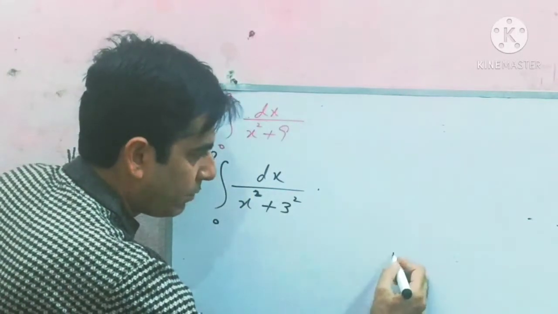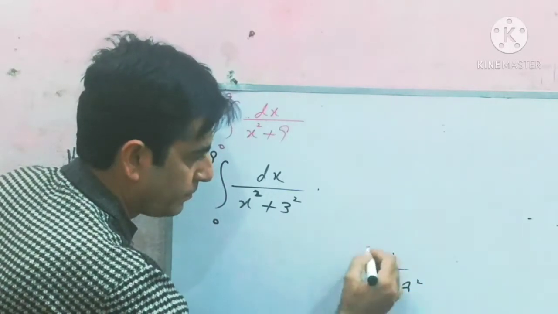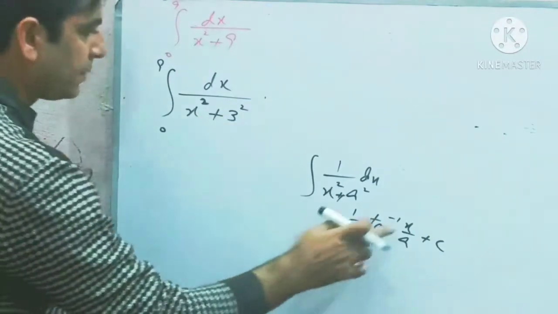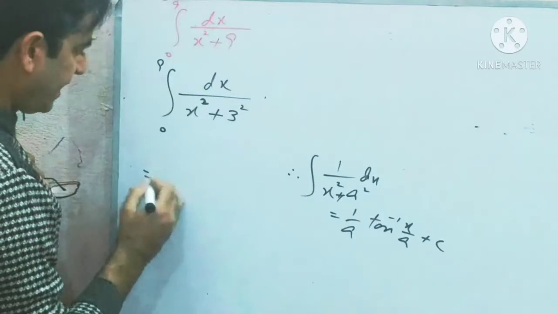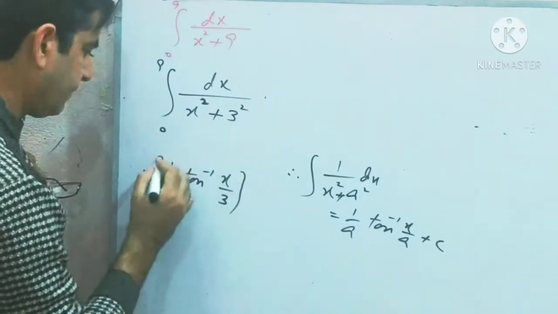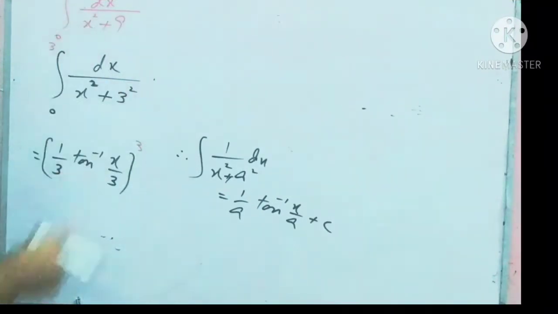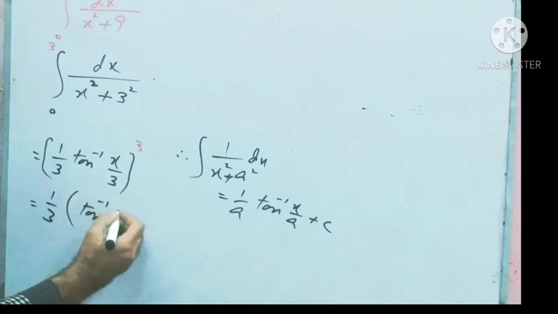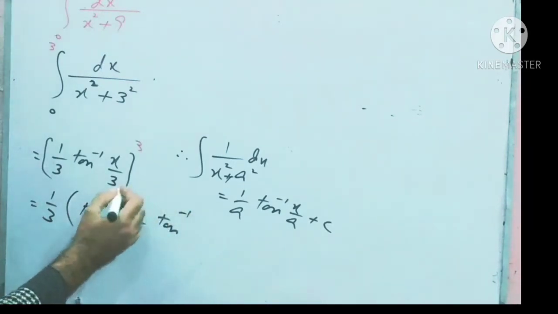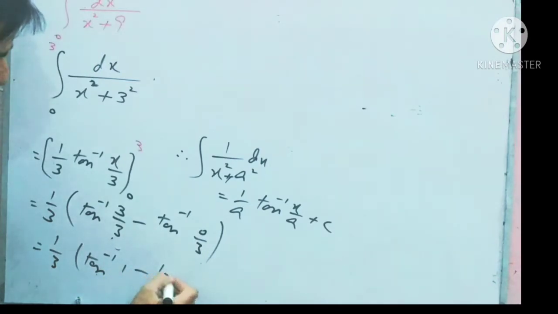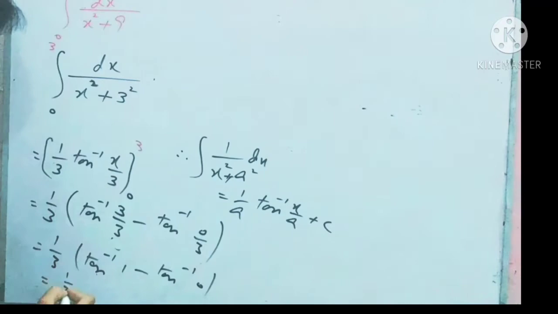I am writing the formula here, 1 over x square plus a square dx equals 1 over a tan inverse x over a plus c. So here, it is a definite integral, so there will be no c. Very simple, 1 over a tan inverse x over a, and here applying the limit. So here the upper limit is 3. I had written 9 by mistake. Now I have corrected it. So now we shall apply 1 by 3 tan inverse 3 by 3 minus tan inverse, the lower limit is 0, 0 by 3. So we have 1 by 3 tan inverse 1 minus tan inverse 0. Tan inverse 0 is 0 and tan inverse 1 is pi by 4. So our answer will be pi by 4.